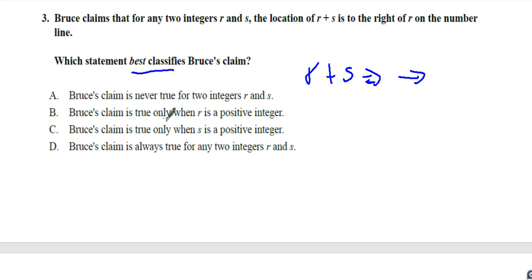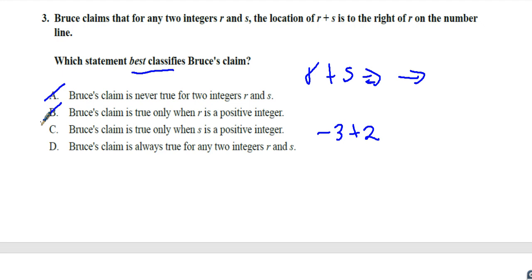Bruce's claim is only true when r is a positive integer. Well, that's not true either, because even if r was -3, if I added 2, I'm still going to go 2 to the right of -3. So that's not true either. A is not true, B is not true.